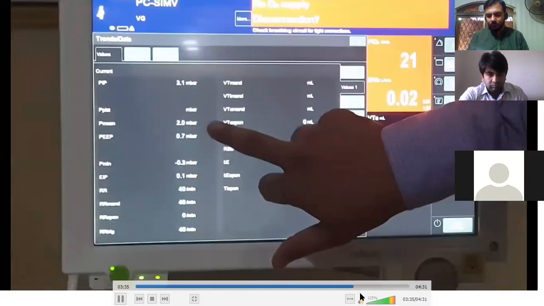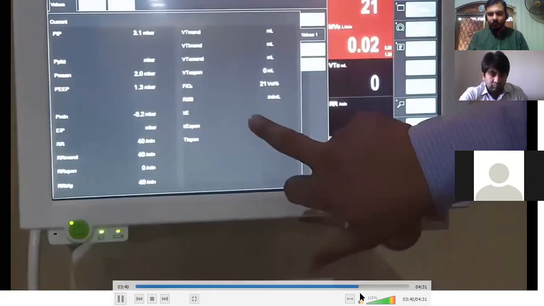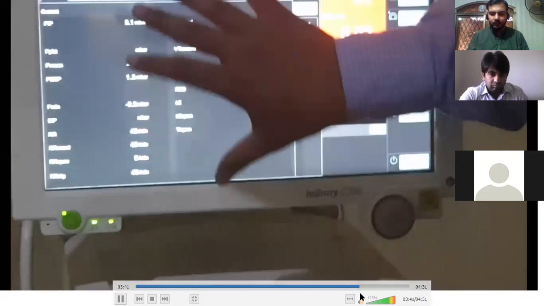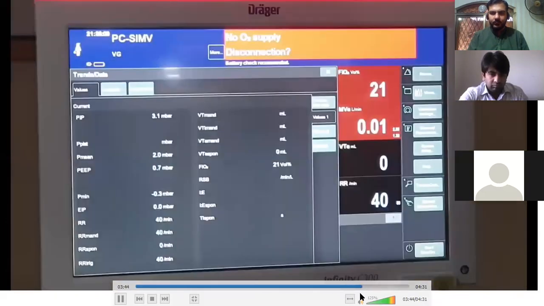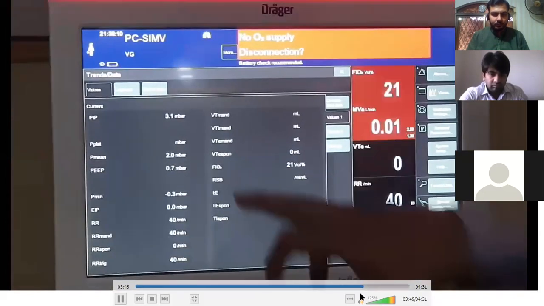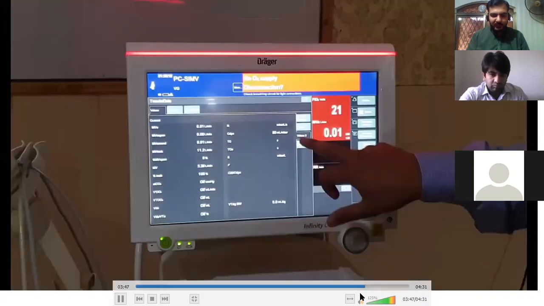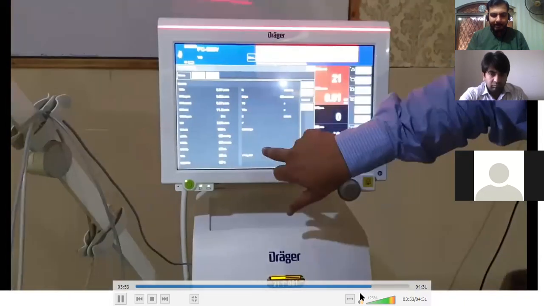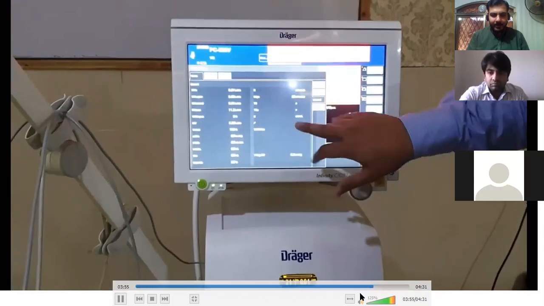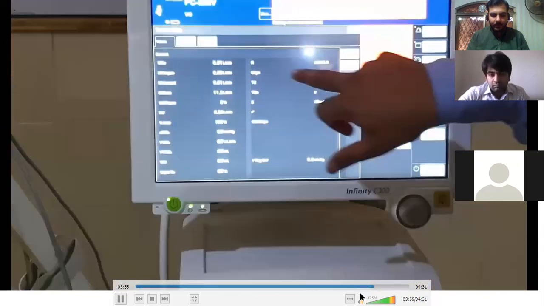FiO2 and IE ratio. All the parameters that are being delivered to the baby in the current situation will be shown here. And the value too, we can see what the minute ventilation of the child will be, what the end tidal CO2 will be, and what the dynamic compliance will be shown here.